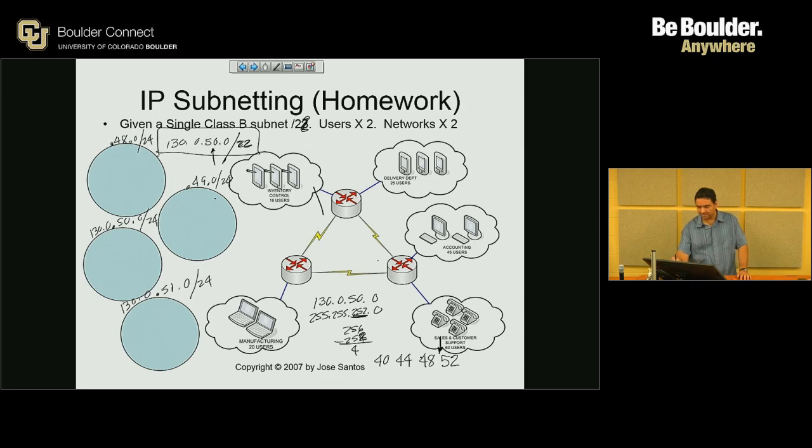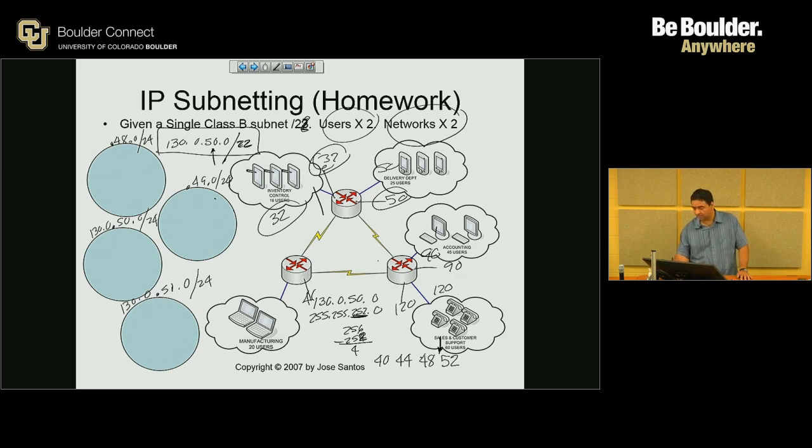So again, two times the users, two times the networks. So here we have 32, but also we have another one of 32. We have 50, another one of 50. Here we have 90, and another one of 90. Here we have 120, and another one of 120. And here we have 40, and another one of 40.